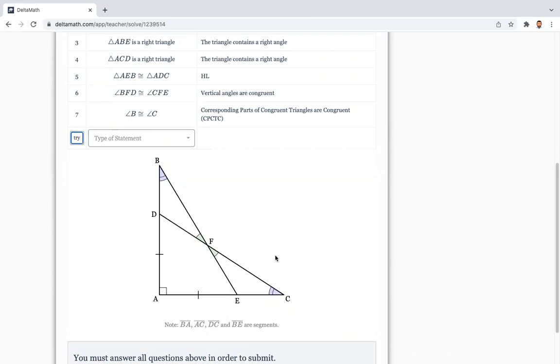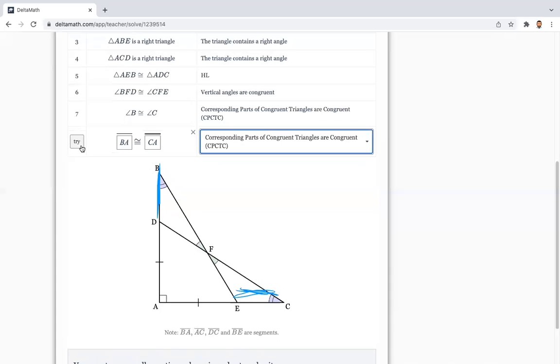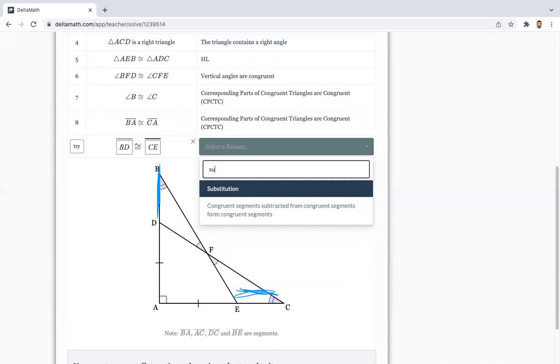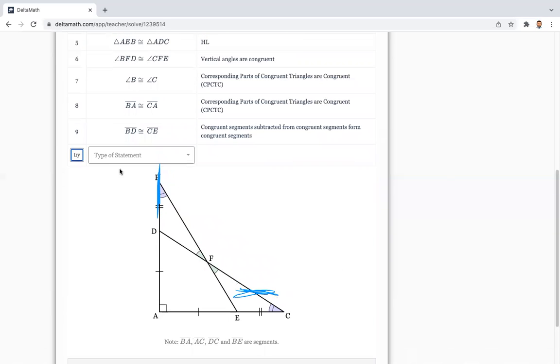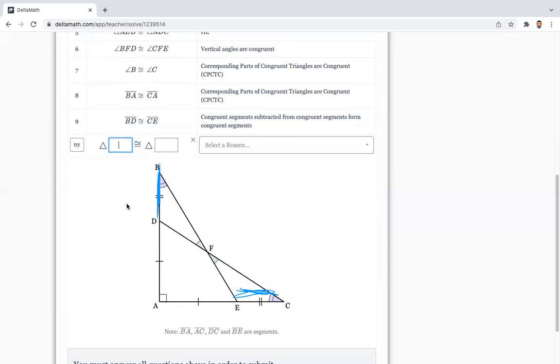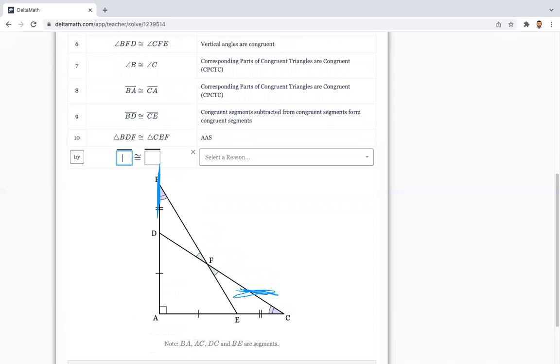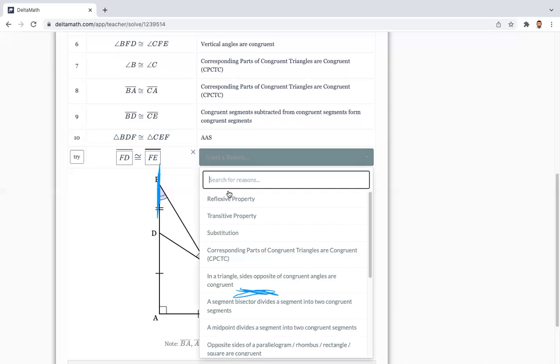Okay. So now I've got two angles and I just need to get a side going. So the side I'm going to look for is I'm going to try to prove BD is congruent to EC because I know from CPCTC and the triangles I already proved that BA is congruent to CA. CPCTC, then I can subtract DA and EA and be able to say that BD is congruent to CE, by subtraction, congruent segments subtracted. Now I can prove those two initial triangles I wanted, BDF and CEF, are congruent by angle, angle, side. And that should get me to FD and FE by CPCTC. All right, that one was nice and smooth.